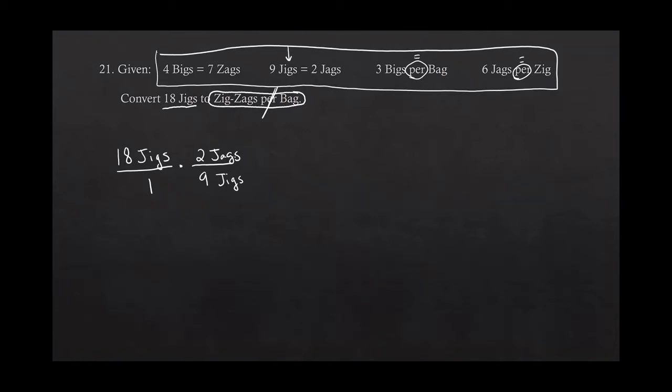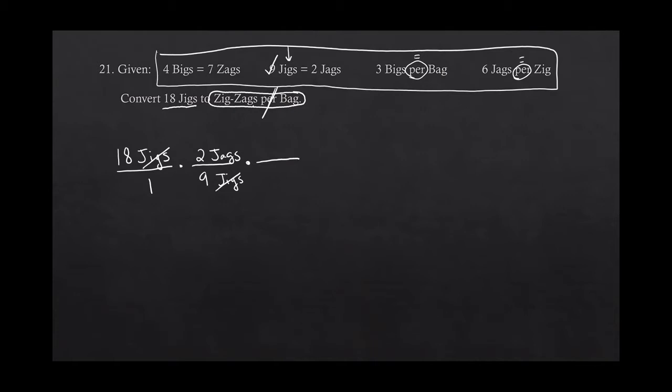Something that I think is really helpful on these weirdo looking problems, once you've used one of these equivalencies, you don't want to use it again. Otherwise, you're going to end up working backwards. So if you want to just mark this one off somehow so that you know you used it, do that. All right, so our jigs cancel out, one on the top, one on the bottom. Now we're in jags, not one of the things that we want, so we need to keep going.